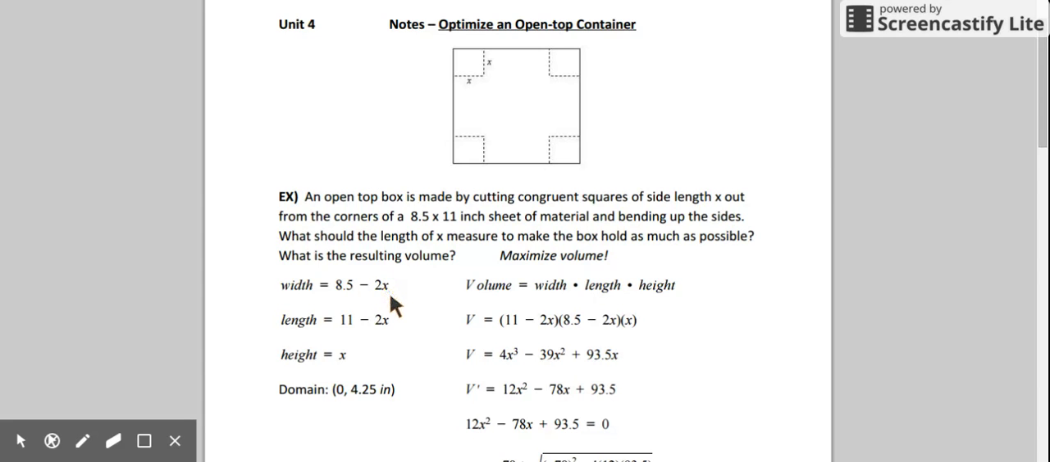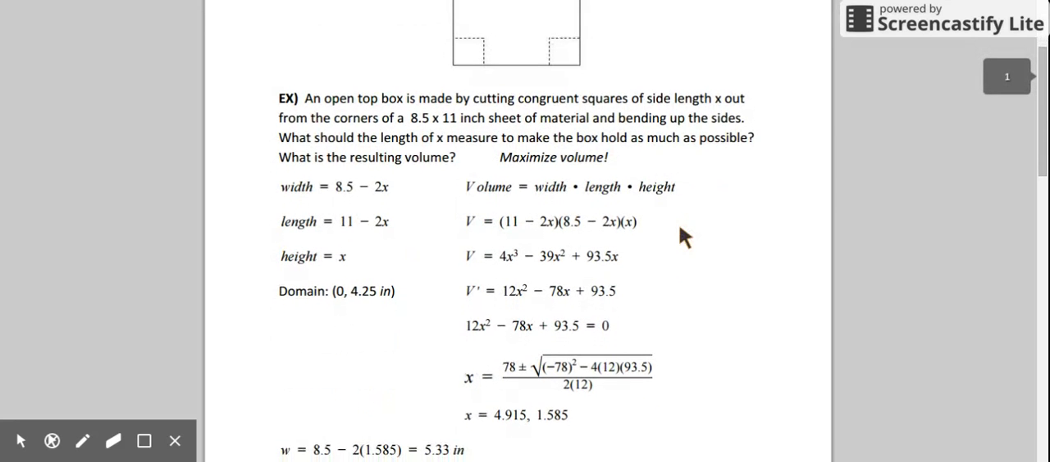I also can't plug in values that are negative because we can't have a negative length. So we can think about a domain that we want to work with. We want to plug in values that are in between 0 and 4.25. Those would give us some realistic values that will actually make a box. So going back to the solutions of that quadratic, 4.9 is outside of this domain. It's too big. If I was to plug in 4.9 and try and find my width, I would get a negative width, and that's not realistic. So we'll ignore that solution and just focus on 1.585.